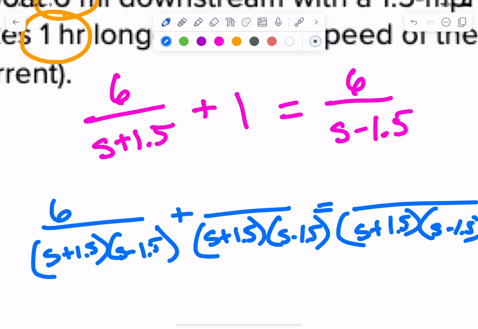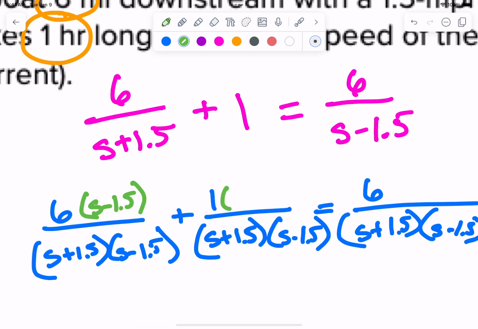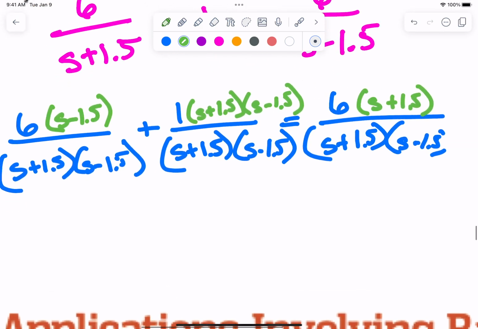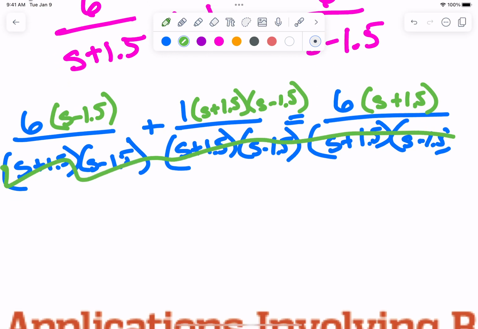It's a difference of squares. 6, 1, 6. What does the first 6 need? An S minus 1.5. So 6S. Okay, what's the middle one need? Everything, both of them. The last 16 is the plus. The bottom goes away.